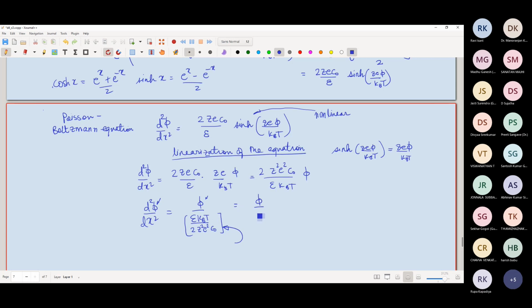So let us write it down as φ over λD squared. The λD squared parameter is the square of the Debye length, and we will come into the physical picture of the Debye length in a while. It is the square of the Debye length, and it is εkBT over 2Z²e²c₀.